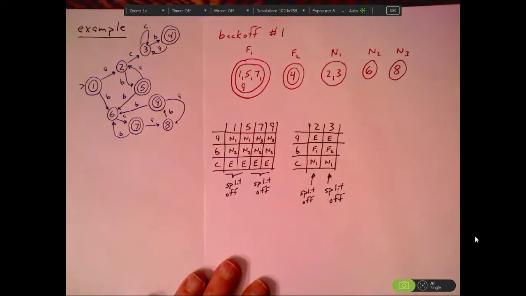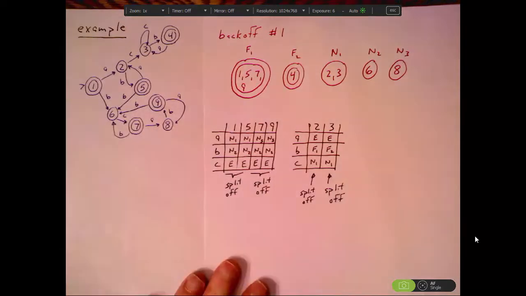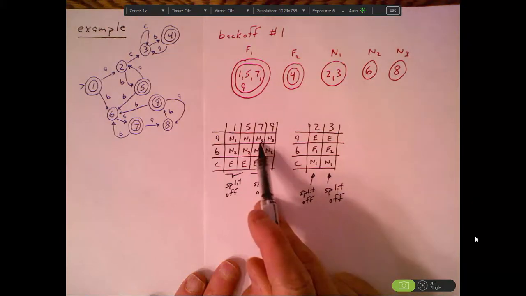Okay. Looking at 5 now on an A, it goes to 2, which is in group N1. And 5 on a B goes to 6, which has been split off and is now called N2. 7 on an A goes to 8, which has been split off. It's now called N3, so we put an N3 in there.